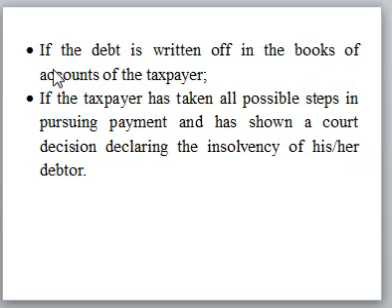Another important condition is that the bad debt is written off in the books of the taxpayer, having previously been included in the sales. The third one is the most important to recognize a bad debt: the taxpayer has taken all the possible steps in pursuing the payment and has shown a court decision declaring insolvency. You can have number 1 and number 2, but when you don't have number 3, it is still a provision. And if it is a provision, it is not allowed unless it meets the other point that we are going to discuss on the next slide.